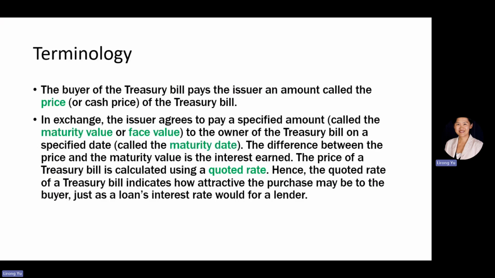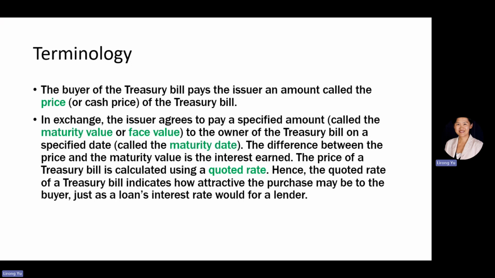This is a couple of terminologies when you're talking about a bond or a T-bill. One is the price of the bill. Basically, the price of the bill is how much you pay when you buy the bond, and the money that you pay out is the price. Another value is called face value or maturity value. That is the number on the bond that you get paid.